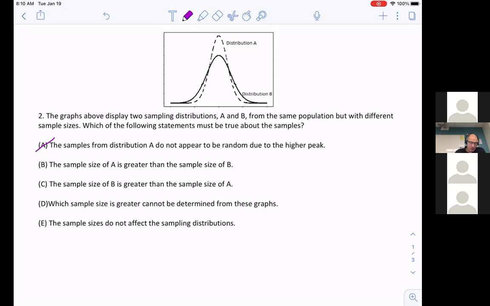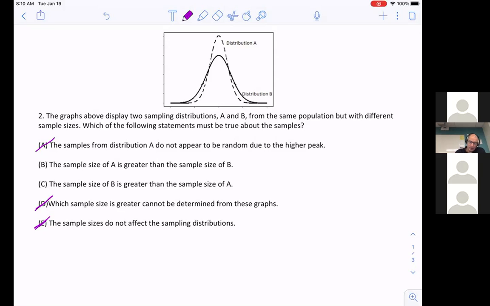Sample sizes, I'm going to go down to the bottom just because I want to talk about all the bad ones first. The sample sizes do not affect the sampling distributions. Well, that's wrong because we know the larger the sample, the less the variability. And hopefully that's the logic to use to find the right answer. Which sample size is greater cannot be determined from these graphs. Again, we know that as sample size increases, the variability decreases.